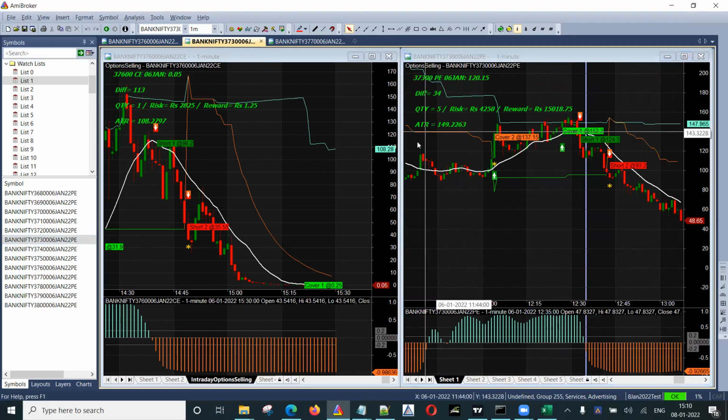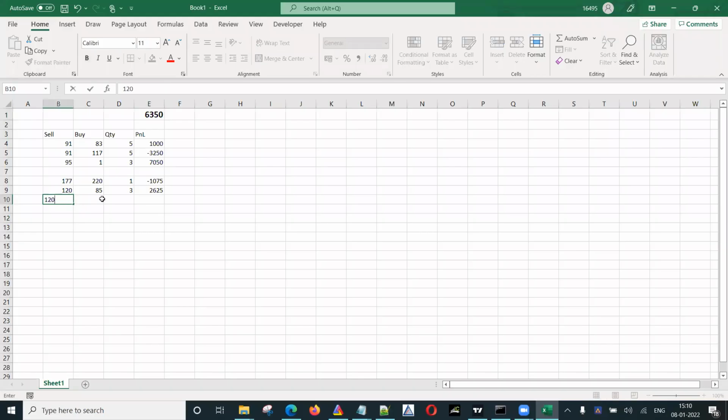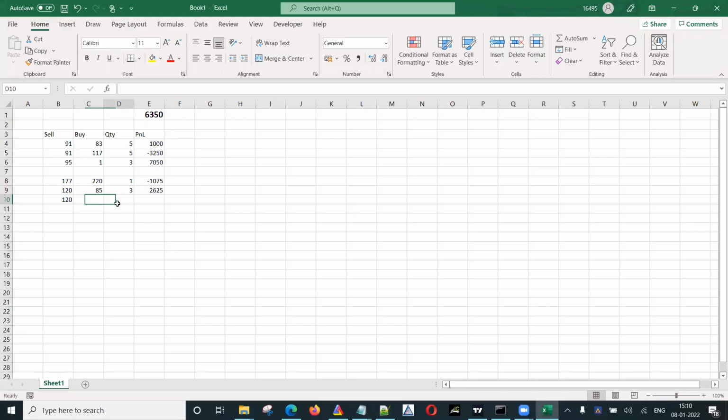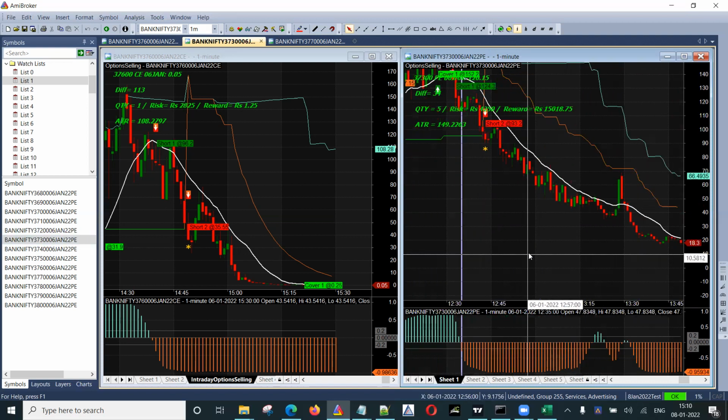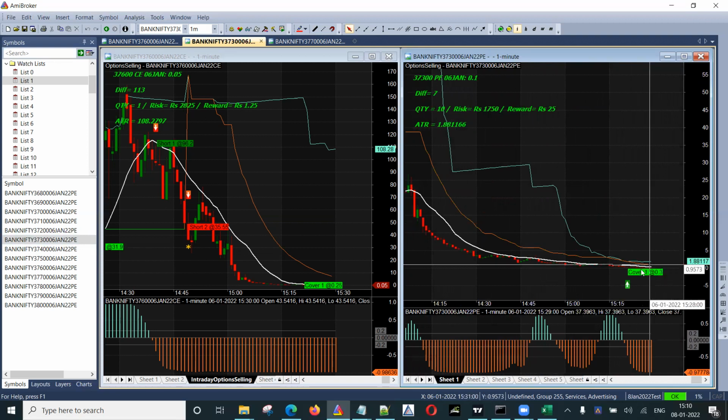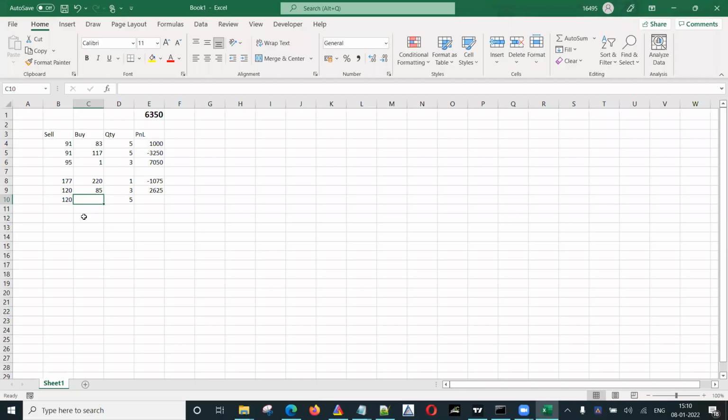So at 120, I go and sell again this strike quantity. It is telling me that you have to trade 5 quantity. Okay. Now let's see what happens. And the entire day it collapses, and we get an exit signal at 0.3. So I'll exit at 1. Let's see what is my profit. Okay, this is the profit.